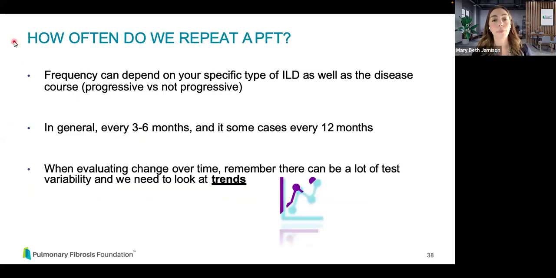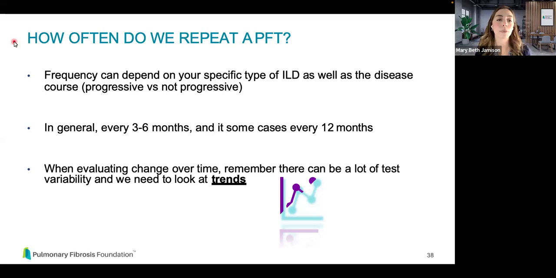How often do we need to repeat the pulmonary function test? That can really depend on the specific type of ILD someone has, as well as the disease course. So, are we expecting a naturally progressive type of interstitial lung disease, or is this something that's typically not very progressive? Initially, sometimes we monitor a lot more frequently. If somebody is newly diagnosed, we might be doing them every 3 months for a while.